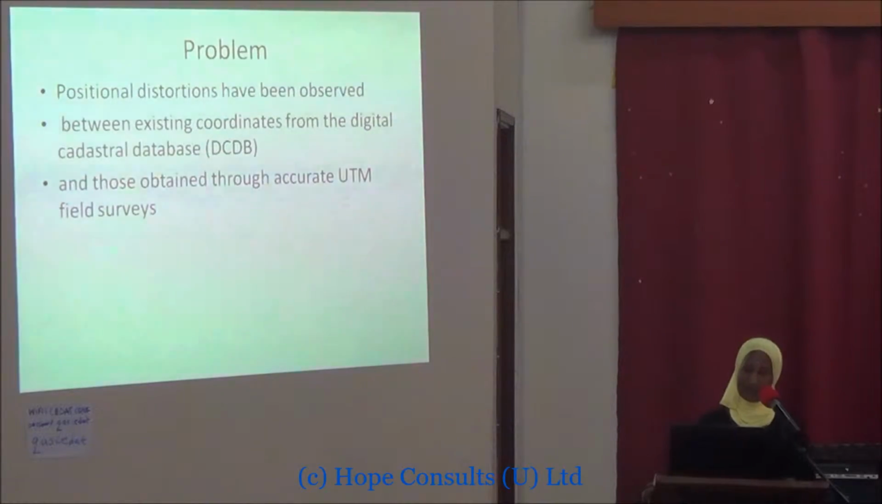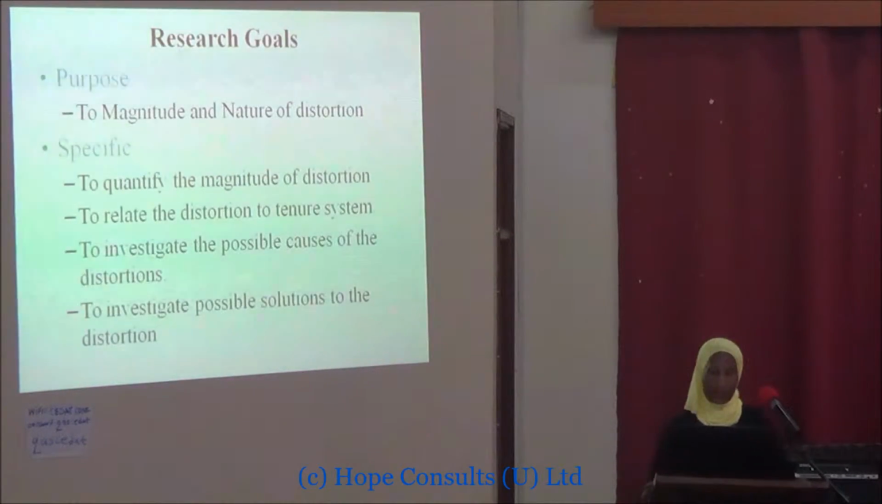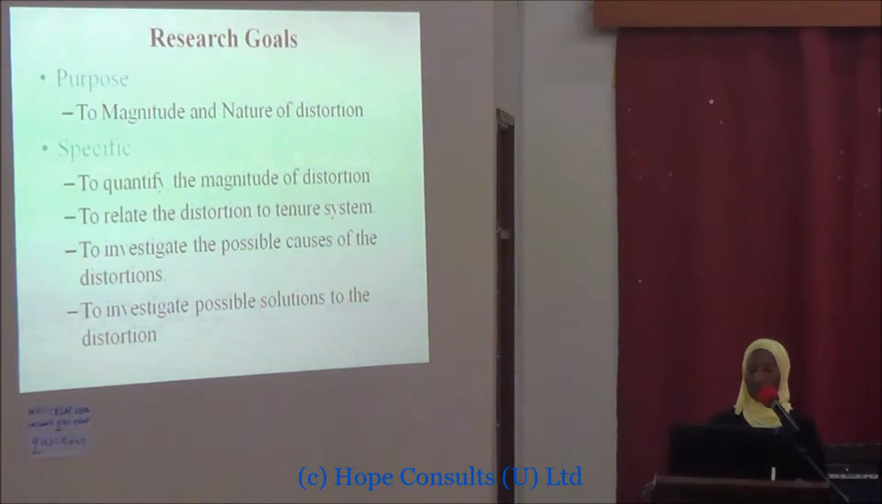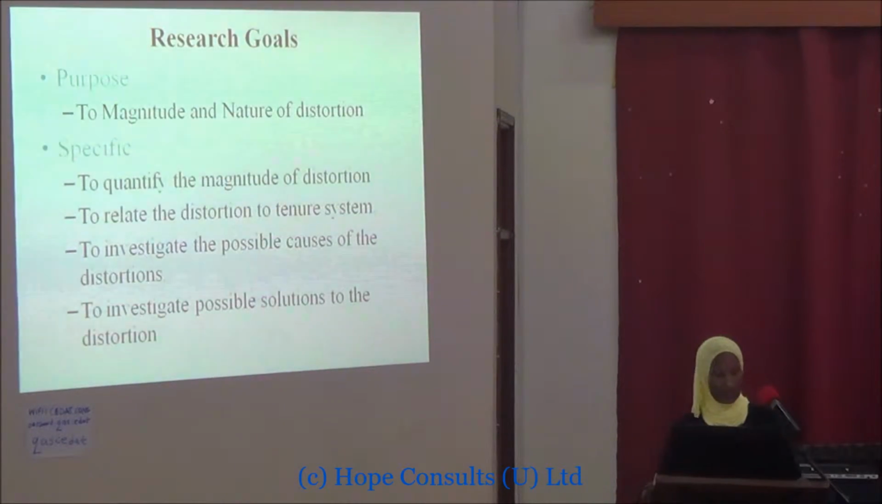Then the problem is the positional distortion which has been observed between existing coordinates from the digital cadastral database and those obtained through accurate UTM field surveys like RTK. So the goal of this research was basically to quantify the distortion and get the nature of the distortion. My specific objectives were, one, to quantify the magnitude of distortion between the DCDB coordinates and those got from RTK. The second was to measure the distortion in the system. Thirdly, I wanted to investigate the possible causes for the distortion, and lastly, investigate the possible solutions to the distortion.